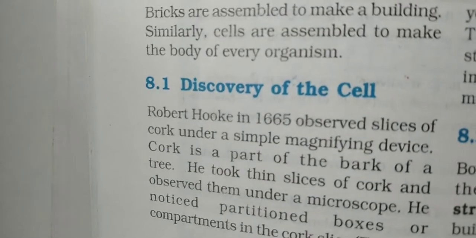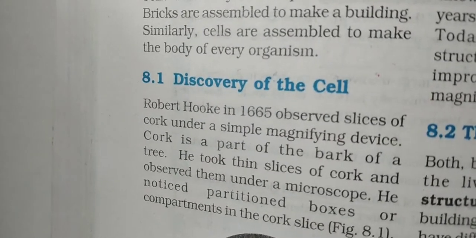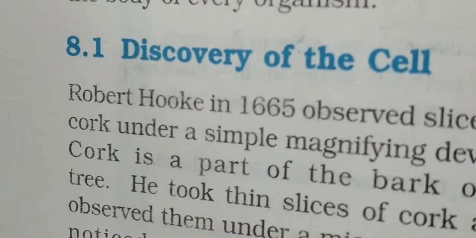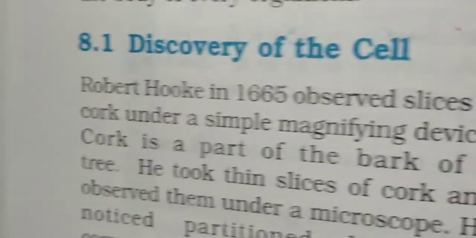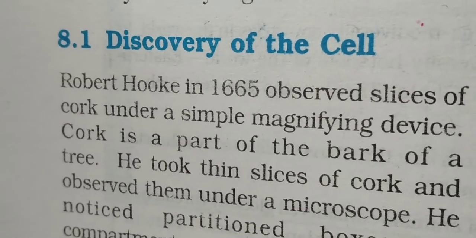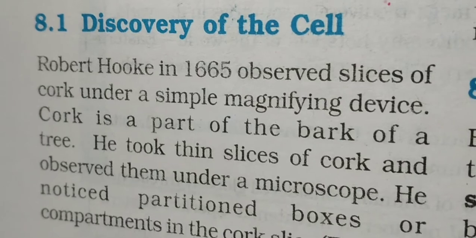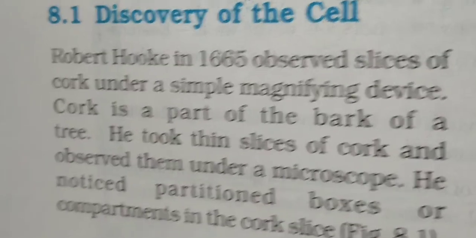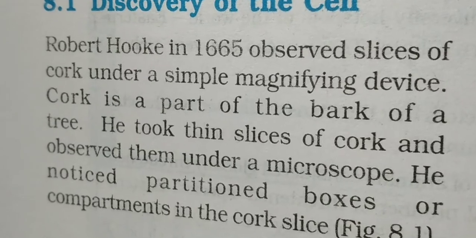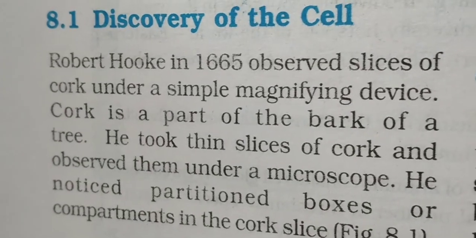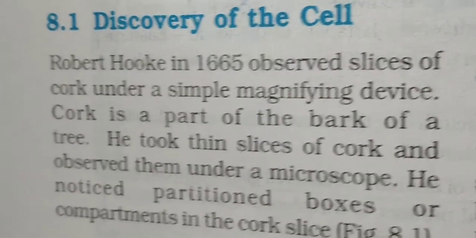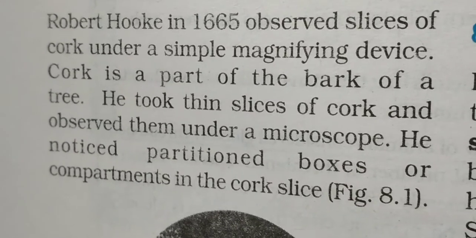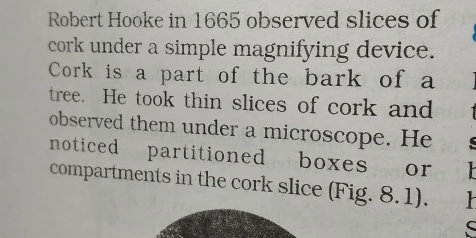Who discovered the cell? Robert Hooke in 1665 observed slices of cork under a simple magnifying device. Cork is a part of the bark of a tree, and he took thin slices of cork and observed them under a microscope.